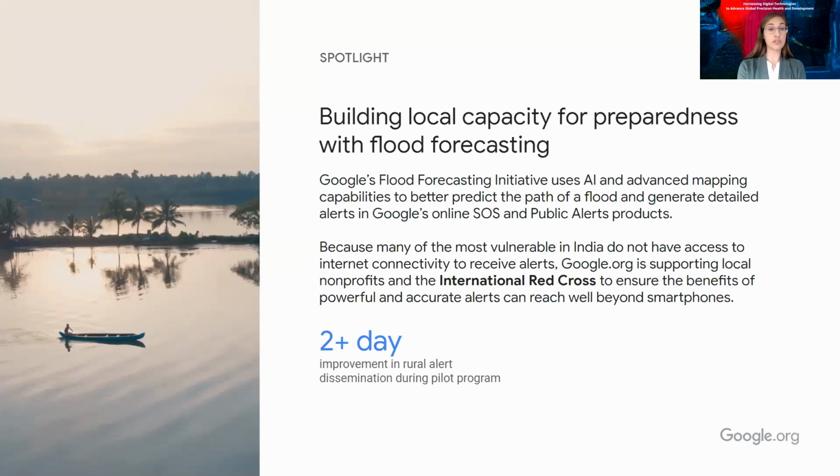So this is an effort to really get better flood forecasting predictions. Floods are one of the most devastating economic and harmful events in the world, and they are notoriously challenging to predict, especially during heavy monsoon seasons in places like South Asia. We've been able to combine advanced mapping capabilities using some of our mapping tools and AI to really predict the path of a flood and generate detailed maps that then can alert through our online systems. And those alerts are also provided to government, who often alert through their own systems.